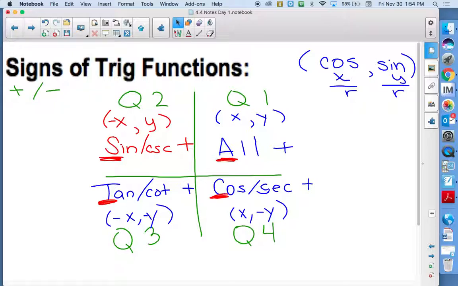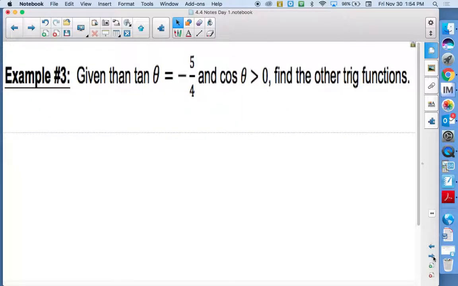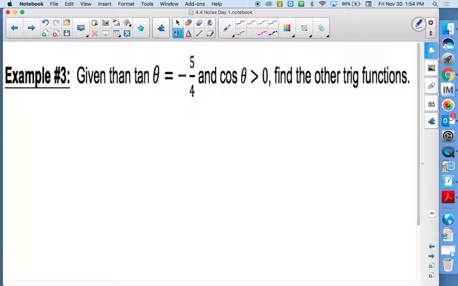So the last problem we're going to do today talks about functions being positive and negative, and the location of them. And that is this last example here. It has the tangent being negative 5/4. So they're now saying the tangent is negative 5/4, and the cosine is greater than 0. So cosine, if it's greater than 0, what's that mean? Brandon? It's positive. Okay, so cosine is positive.